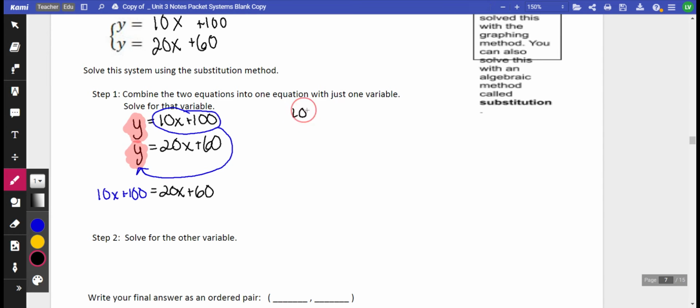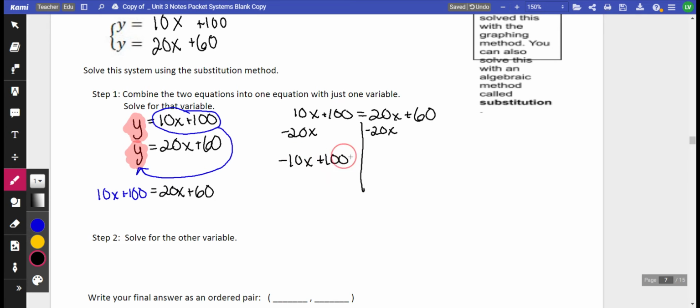Now I'm going to rewrite this 10x plus 100 equals 20x plus 60 off to the right to ensure I have enough room. I'm going to extend my equal sign. I want to combine my like terms. So I'm going to start off by subtracting 20x from both sides. Now, you don't have to start in that order. It's completely up to you. That's just what I'm choosing. So 10x minus 20x gives me negative 10x. Plus 100 equals 20x minus 20x is 0 plus 60. So that is negative 10x plus 100 equals 60.